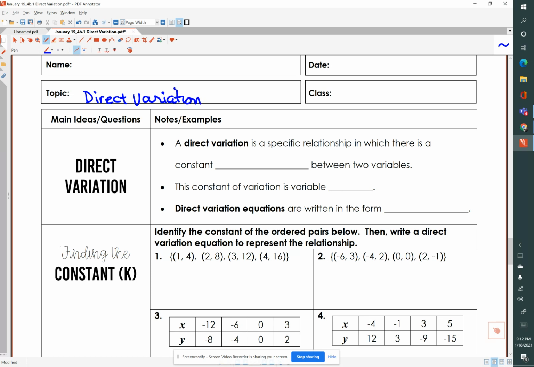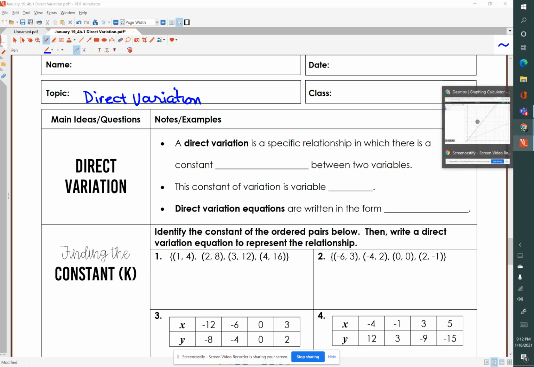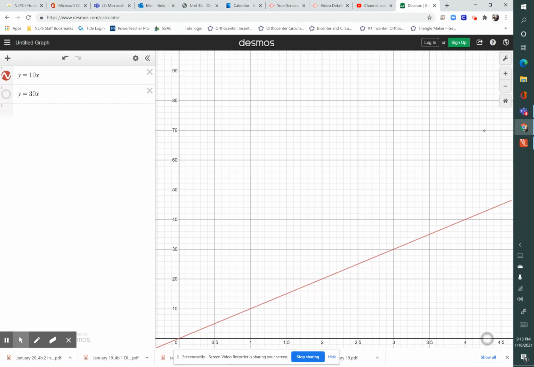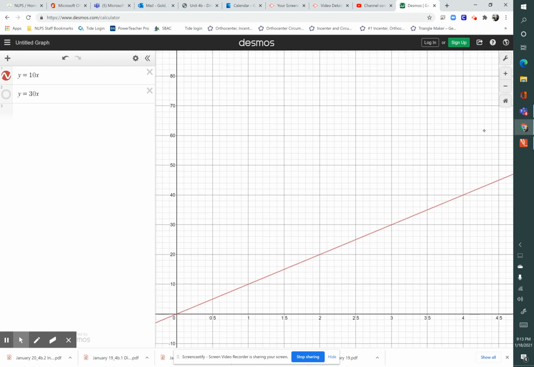And I think I want to start today by looking at a graph. So let me bring that up. So here's a graph. And let's just look at the red graph first. We'll turn off the blue one. So we can see here's our x-axis down here. And there's our y-axis. And the graph is the graph of the equation y equals 10x.